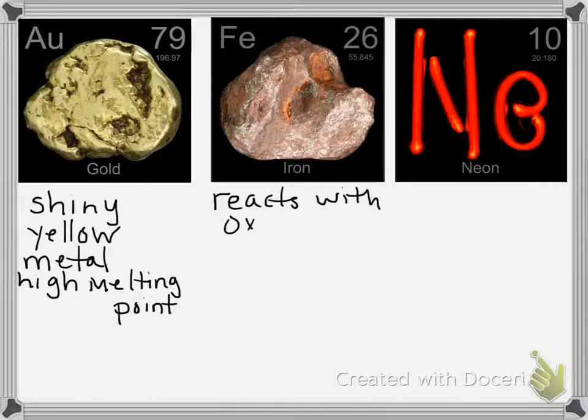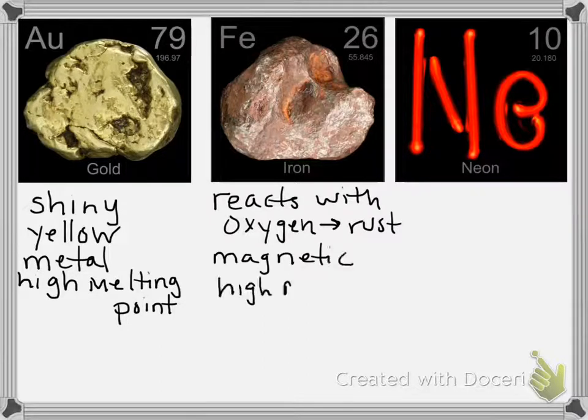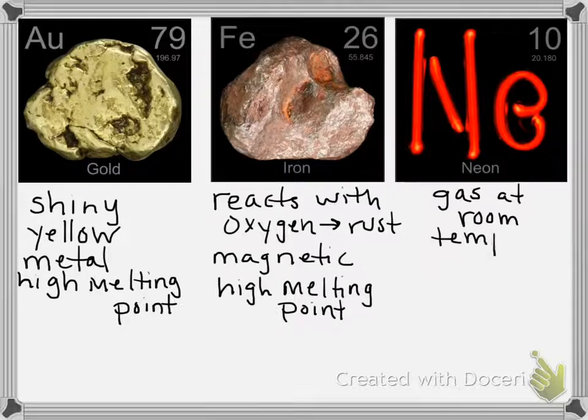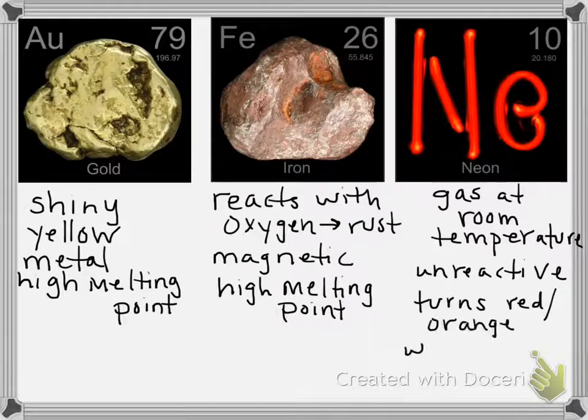Iron is very reactive with oxygen and it forms rust. It is magnetic and also has a high melting point because it's a metal. All metals have high melting points. And neon is a gas at room temperature. It's very unreactive, and when you pass electric current through a tube full of neon gas, it glows with a bright reddish orange color.